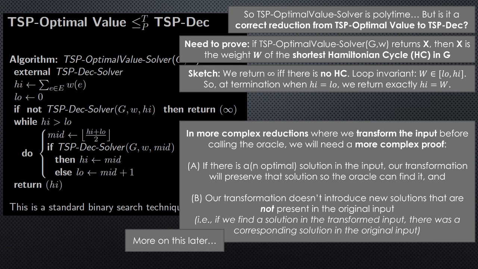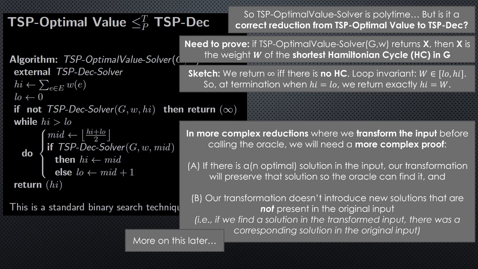It would sort of be along the lines of, if there's an optimal solution in the input to the overall problem, then our transformation will preserve that solution so the oracle can and will find it. So if there's an optimal solution in the input, the oracle will find that optimal solution.